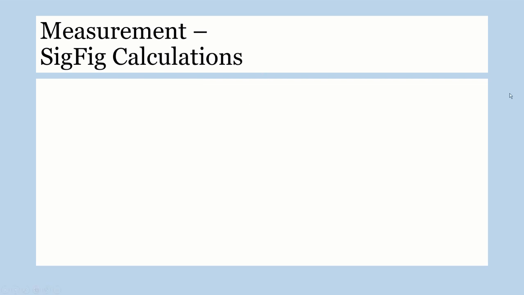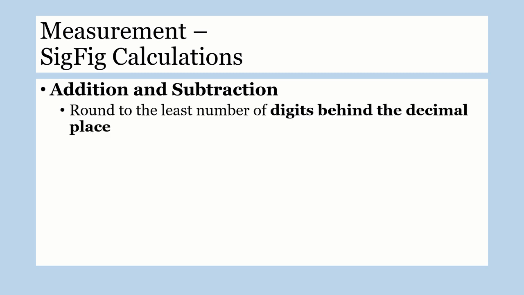All right, so let's talk about how we do calculations with significant figures. So there's kind of two different rules. One is for addition and subtraction. The other one is for multiplication and division. Now, the addition and subtraction rule says this. You're going to round to the least number of digits behind the decimal place. So you look at the number. If one has 2 to the right of the decimal place, the other one has 3 to the right of the decimal place, you're going to round your answer to only 2 to the right of the decimal place. So you're going to round to that hundredths place.